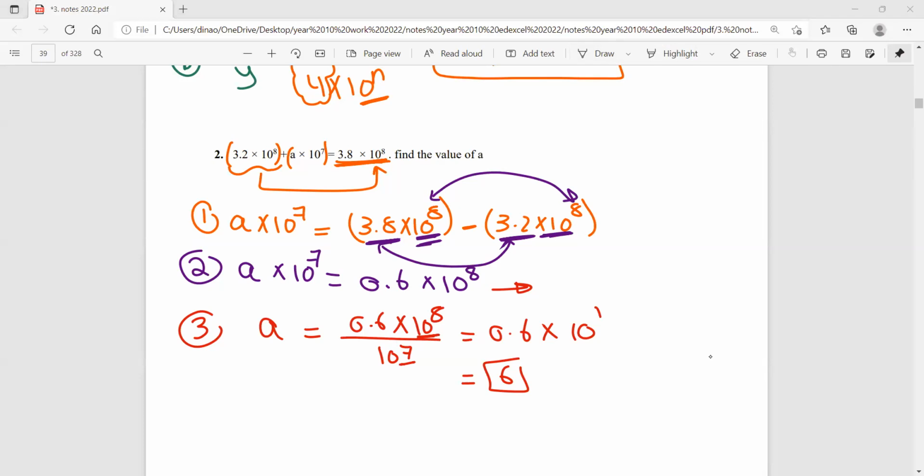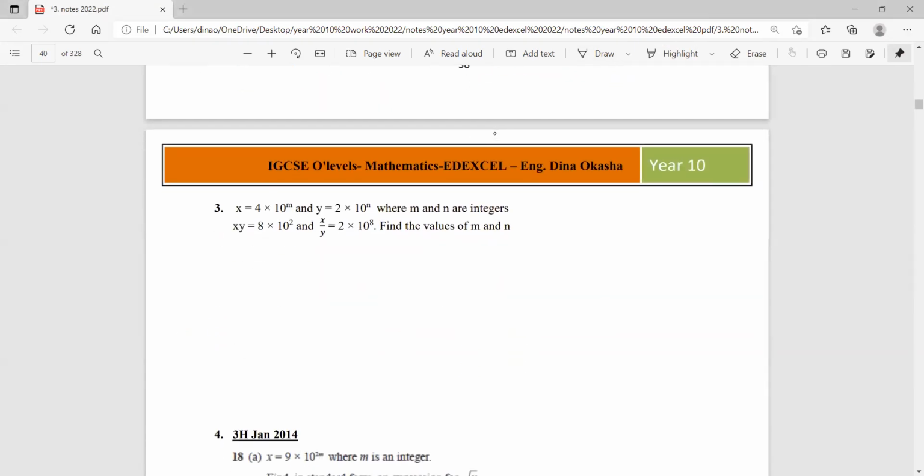Okay, very good. You might ask me, Miss, why do you write all these steps? Again, it all depends on how many marks this question is graded from. Moving on to question number 3.